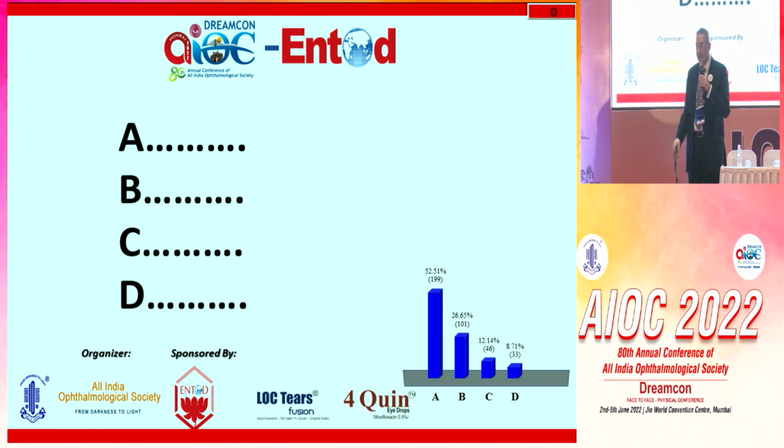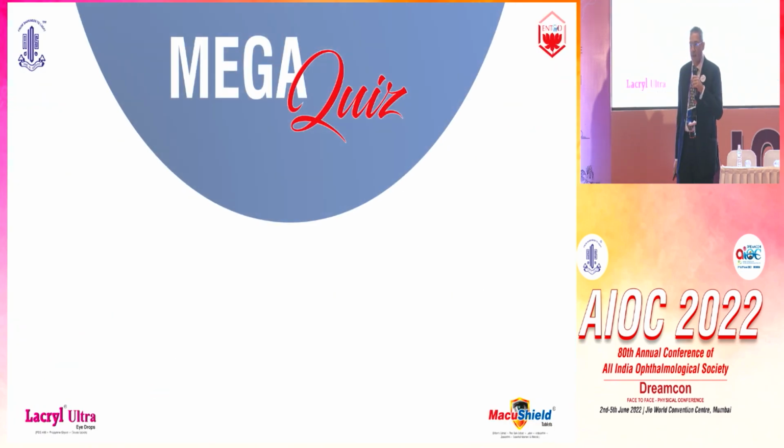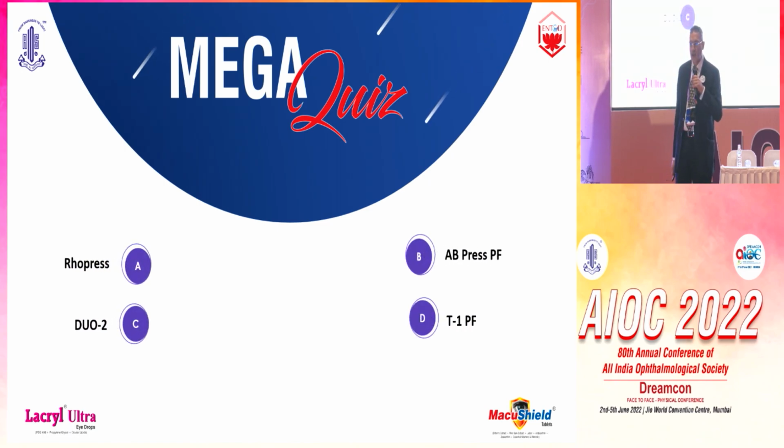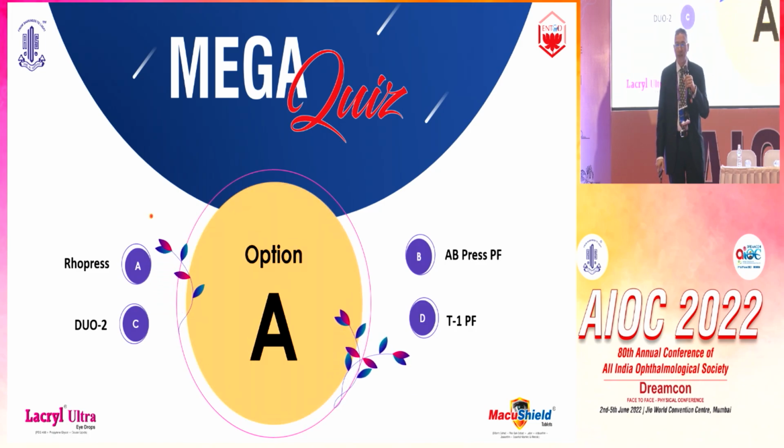And the correct answer, 52% got that as A, so let us assume it is A, and it is A.